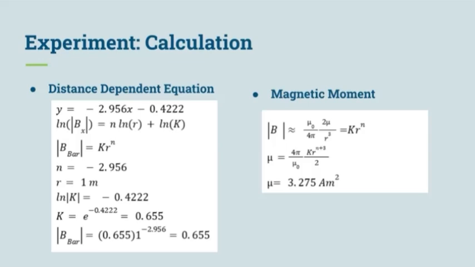The slope, or n, was negative 2.956, r was equal to 1, and the natural log of k was negative 0.422. Plugging in the values to the formula, we found that the distance dependence of the magnetic field was 0.655. Next, to find the magnetic field moment of the dipole, the magnetic field formula was set up equal to the distance dependence formula and manipulated to solve for mu, which resulted in 3.275.